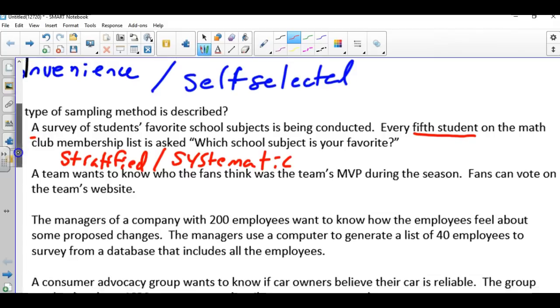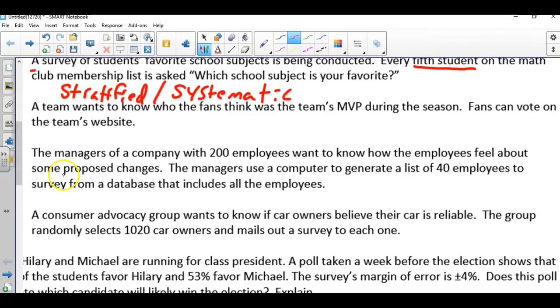Now, this next one says a team wants to know who the fans think was the team's MVP during the season. Fans can vote on the team's website. Well, that's going to be self-selected, because obviously it's a website. If you want to comment on it or vote, you have to go to the website and cast your vote. It's not like they randomly caught you somewhere. You volunteer to go vote.